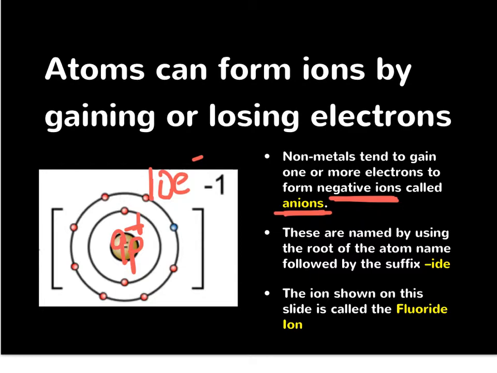When you name a negative ion, in this case it's going to be fluorine, what we do is we take the ending of fluorine, INE, and replace it with IDE, and we call it a fluoride ion. So it would be a fluoride ion instead of just fluorine ion. That's how we name the negative ions.